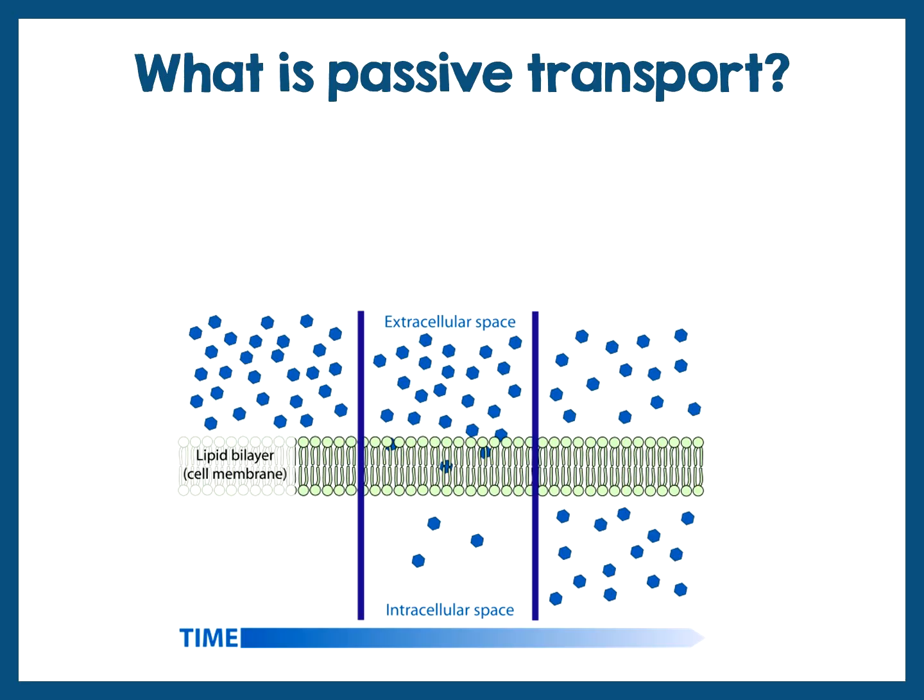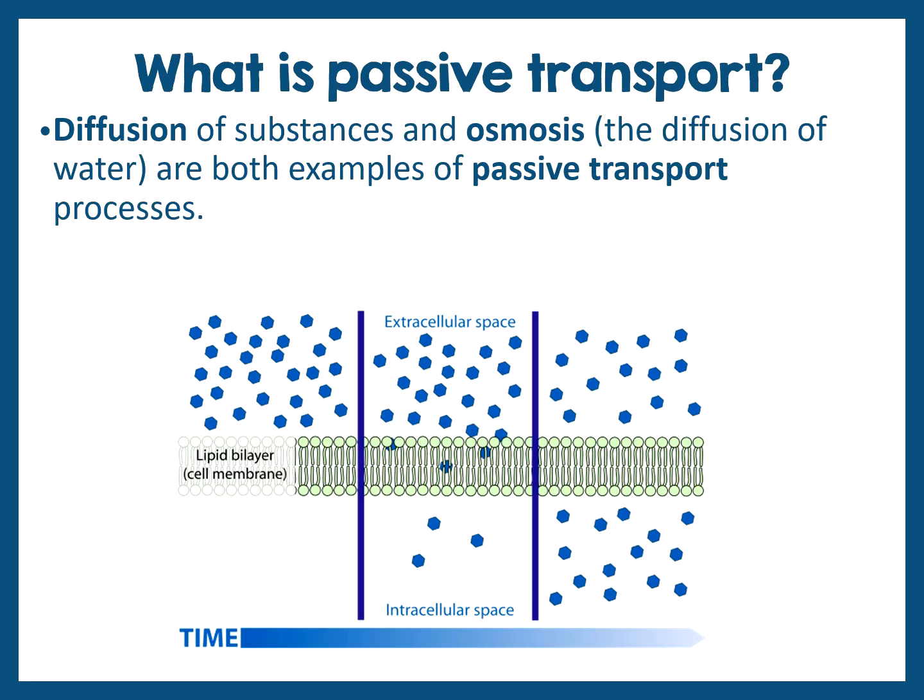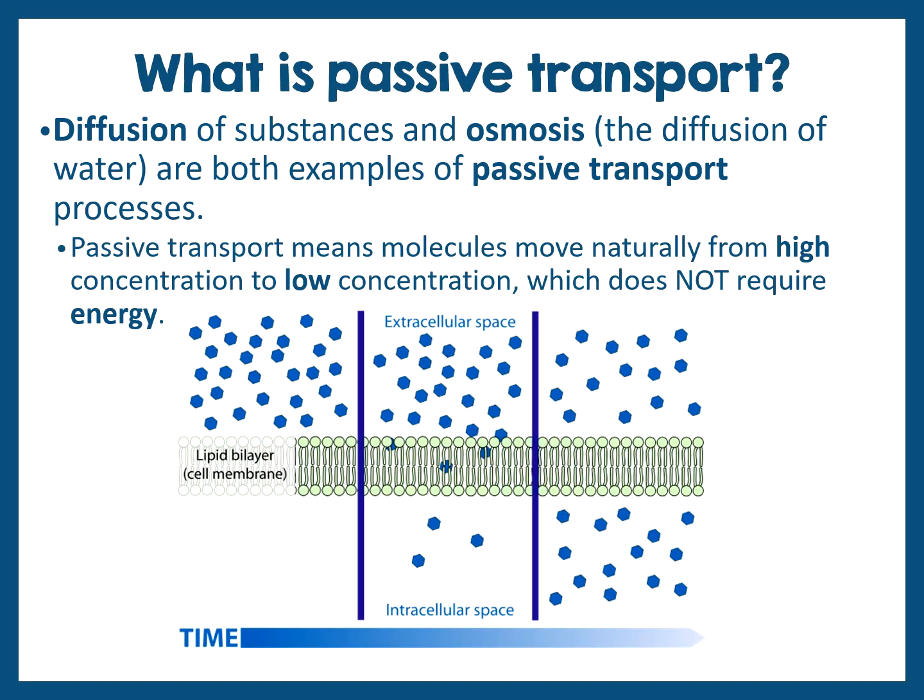So I keep mentioning that if molecules move down their gradient, it's a form of passive transport. What passive transport means is that the molecules will move naturally from where there's a lot of them, or a high concentration, to an area where there is a low concentration. And this will just happen over time. It does not require any energy.